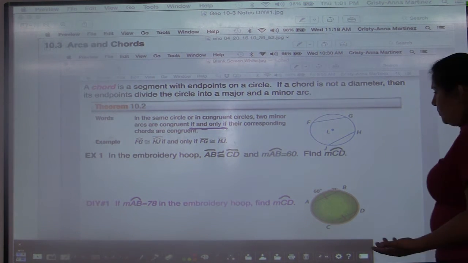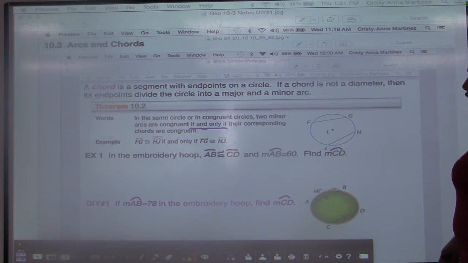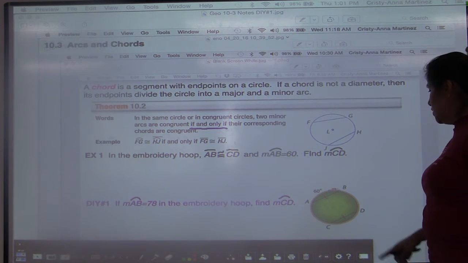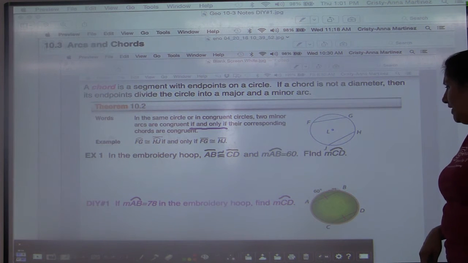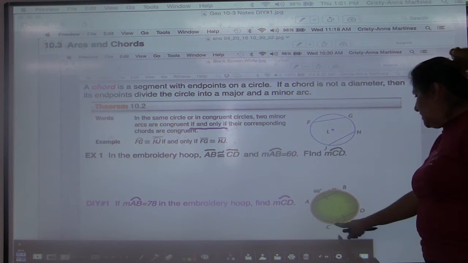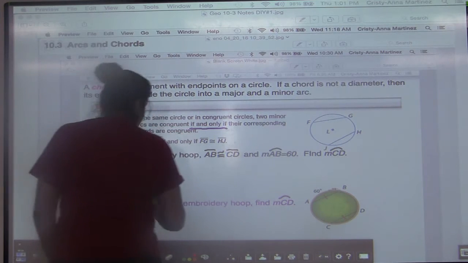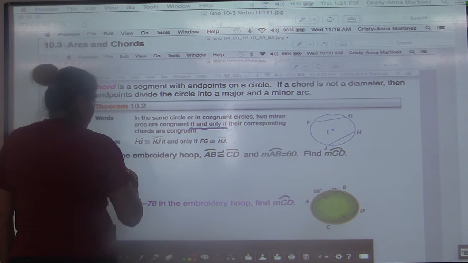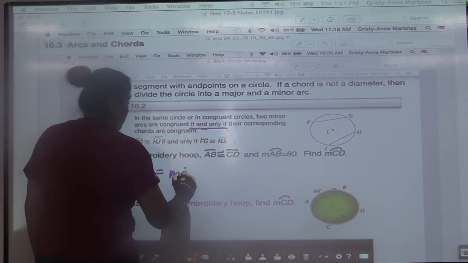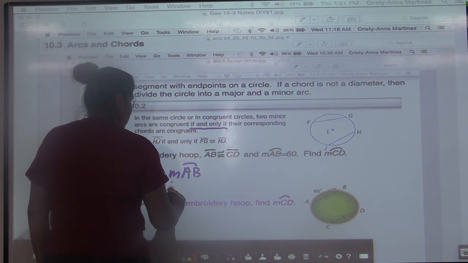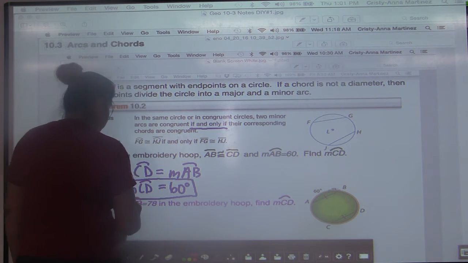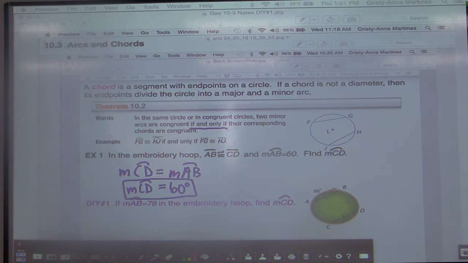It says in the embroidery hoop, which is down here, chord AB is congruent to chord CD, and the measurement of arc AB, which is right here, is 60 degrees, and they want us to find the measurement of arc CD. Since we know already that AB is congruent to CD, then the measurement of arc CD should equal the measurement of arc AB, which we know is 60. So the measurement of arc CD is also 60. And so just like that, you get your answer for your first example.